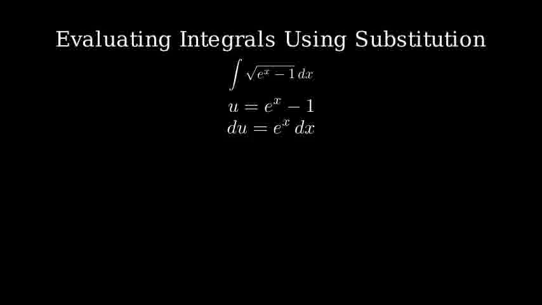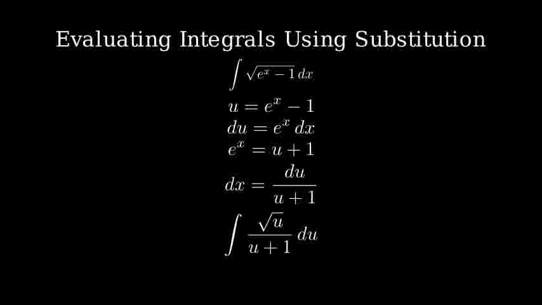Since u equals e to the power x minus 1, we find e to the power x by solving for e to the power x to be equal to u plus 1. Now, let's isolate dx in terms of du. dx equals du divided by e to the power x, which we just found as u plus 1. Substituting back into the original integral, we obtain the integral with respect to u is the integral of the square root of u over u plus 1, all with respect to u.